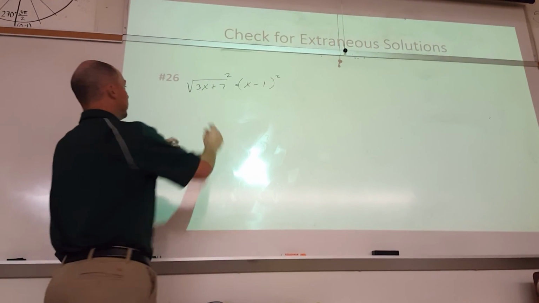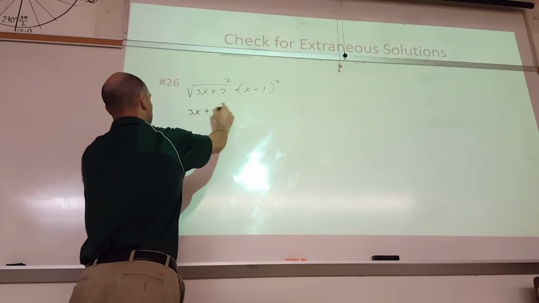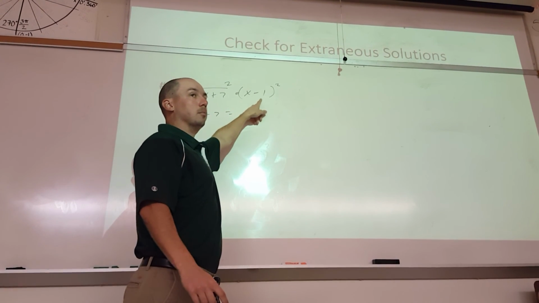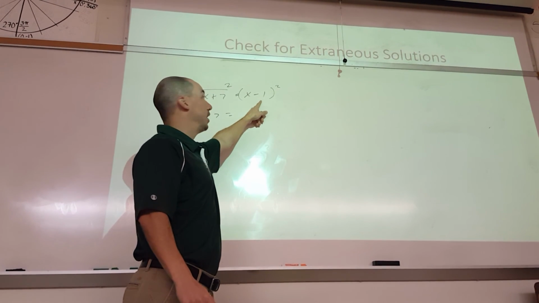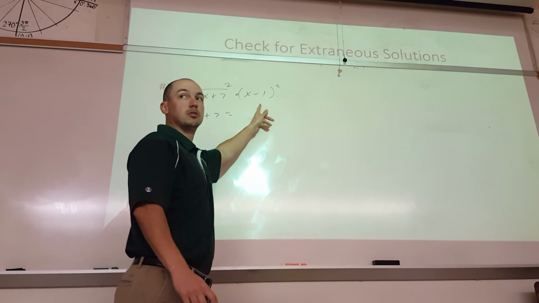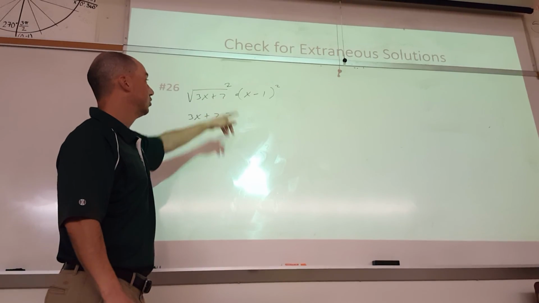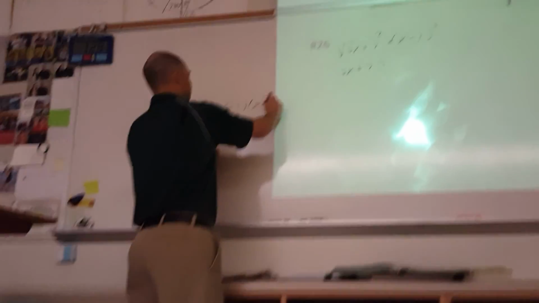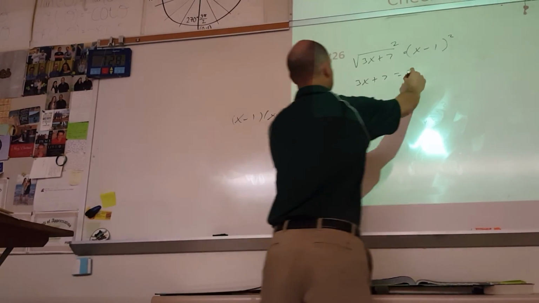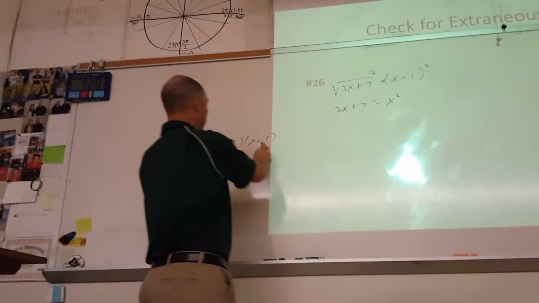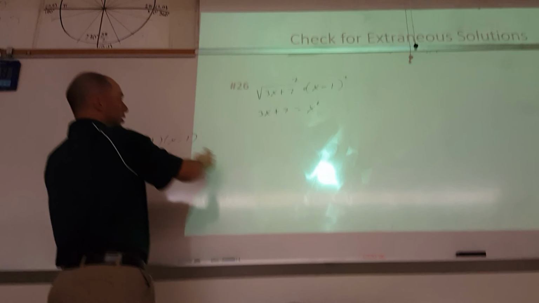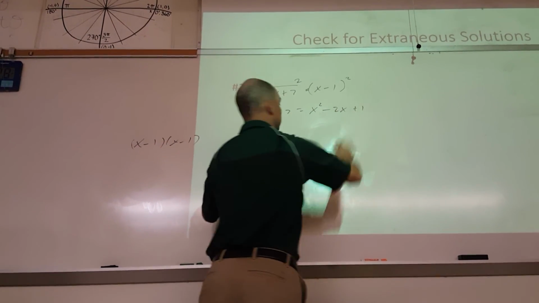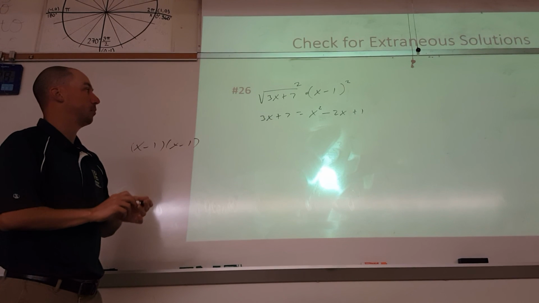The square root and the square cancel, and we get 3x plus 7 equals squaring a binomial. And it's not x squared plus 1. You don't just distribute the exponent. Bad math. Distributive property: x minus 1 times x minus 1. You get x squared, minus 1x, minus another 1x, minus 2x, plus 1. FOIL, distributive property.